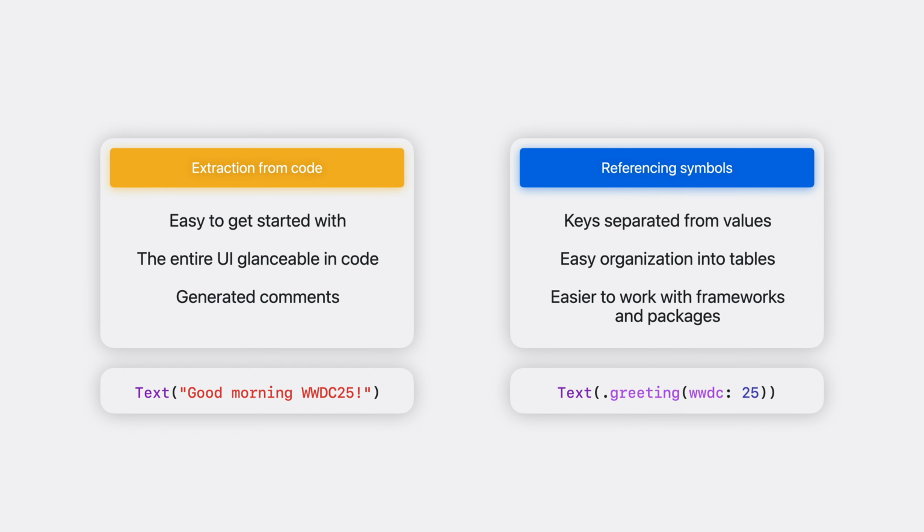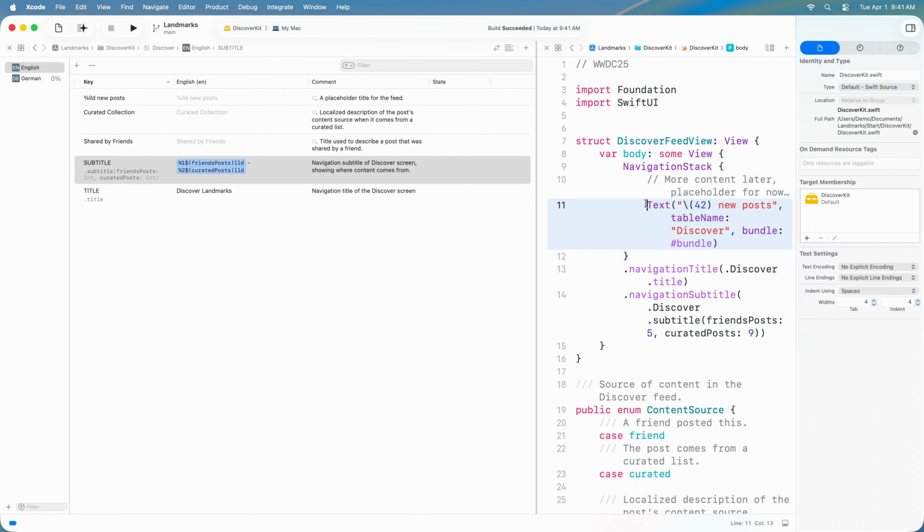This allows you to separate keys from their values so you can iterate on your text without changing your code. In addition, Xcode's autocompletion makes it easy to reference strings across all of your tables. Finally, generated symbols help you avoid boilerplate code in frameworks and packages. Both approaches have their strengths, and we believe you should be free to decide what works best for your project. That's why we've added a powerful refactoring feature, so you can easily switch between the two. Let's try it out in the Discover Kit framework. I think the placeholder text inside the navigation stack is a great candidate to be referenced by a symbol.